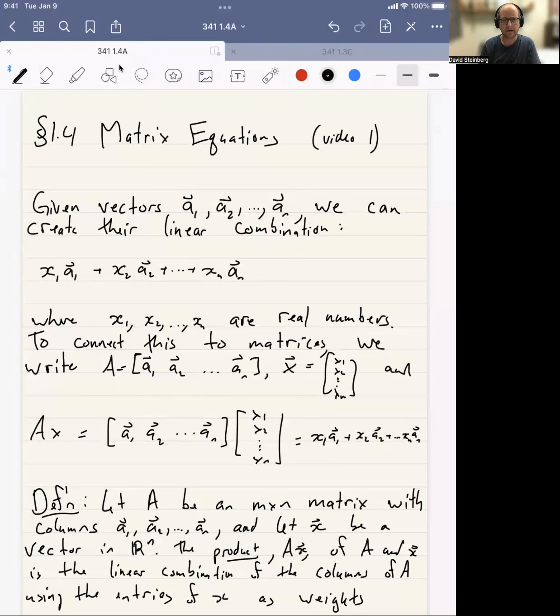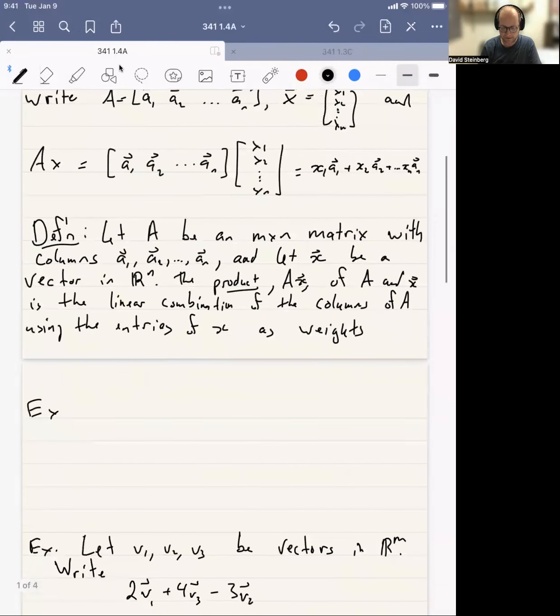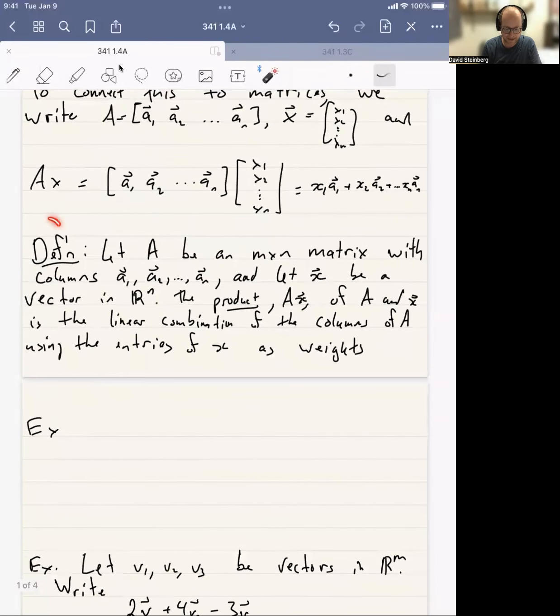Okay, so we're defining the product of a matrix and a vector provided their sizes are correct. And that's just what we're saying here in this definition. If A is an m by n matrix with column vectors a1, a2 up to an, so that means each of these vectors lives in Rm, right? Our matrix is m by n. If we let x be some vector in Rn, then the product of the matrix A and x is just the linear combination of the columns of A with the entries of x as weights. So just exactly what we had up here.